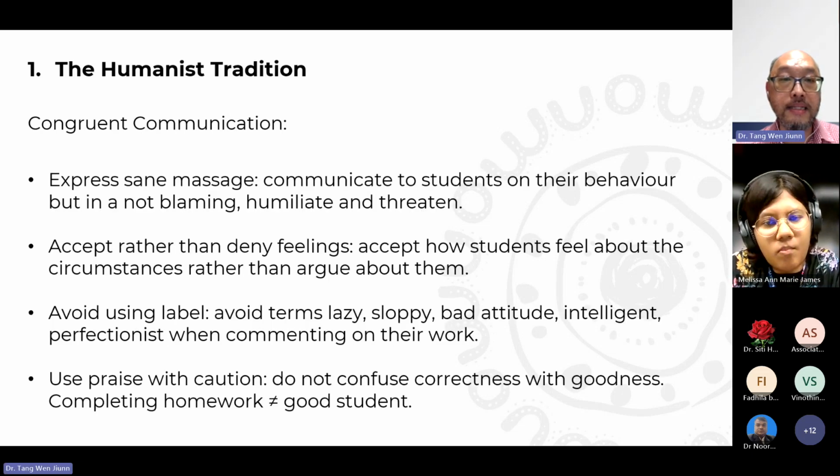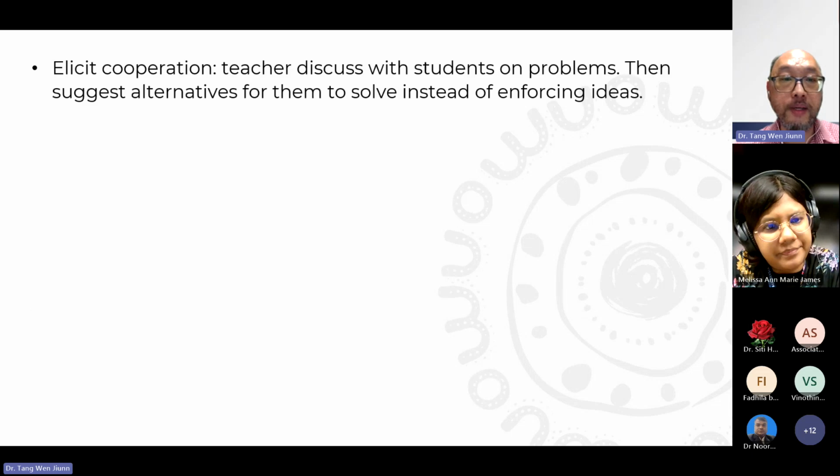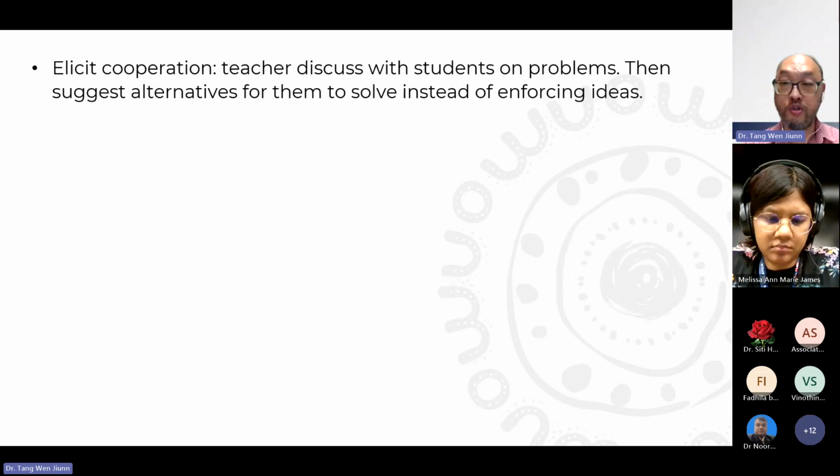So under this humanist tradition, when we discuss with students, we discuss with two-way communication. If the students tell you a problem, instead of condemning the students, we should suggest alternatives for them to solve the issues.